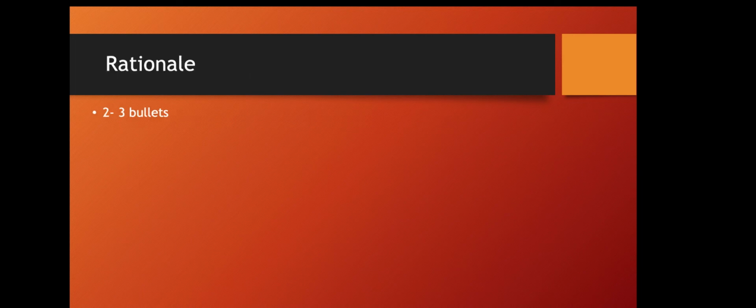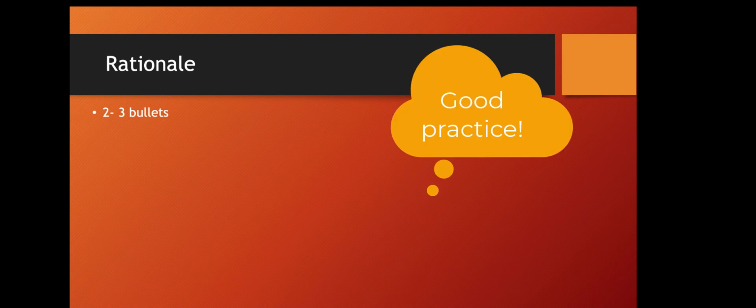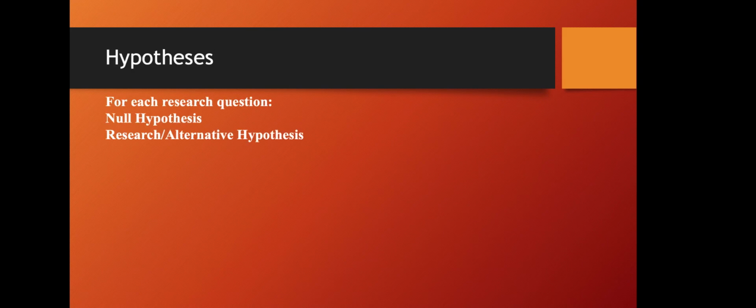The rationale, it's 2 to 3 bullet points on why you've chosen it, why it's important. It's always a good practice to talk about the introduction, the rationale, the significance of why you're doing this study. And then you could have as many as 3 research questions, but 1 is enough. Once you have the research questions, each research question needs to have a null hypothesis and a research or alternative hypothesis for each question. And they are together for each question.